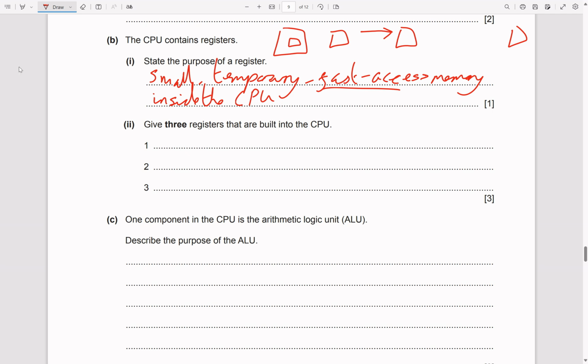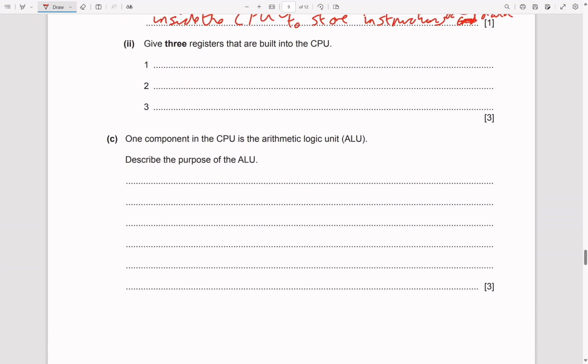And we could mention what they store. So let's say to store instructions, addresses, and data. I think I won't write that.